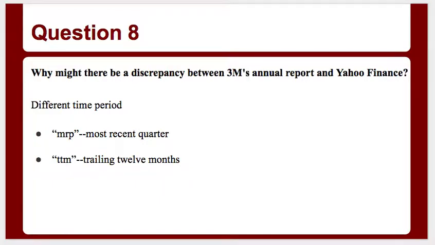I noticed that after cash in the Yahoo Finance report, there is MRQ, and after income available to common, there is a TTM. MRQ refers to the most recent quarter, meaning the amount of cash the company reported as of the last quarter that has ended. TTM means trailing 12 months, which means that in going calendar or fiscal years, that number represents performance over the last year. So the numbers from Yahoo Finance and the annual report refer to different time periods.